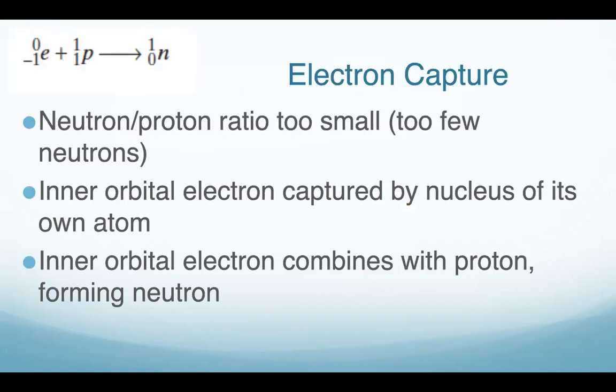Okay, and the one that I forgot to list in the beginning, electron capture. If the neutron-proton ratio is too small, meaning there's too few neutrons, an inner orbital electron is captured by the nucleus of its own atom. So one of the inner shell electrons gets swallowed by a proton and turns into a neutron. The difference now is that your electron capture is on the left-hand side. That's why it's not really categorized in nuclear decay, because nothing is emitted. So it captures an electron and changes into a neutron.